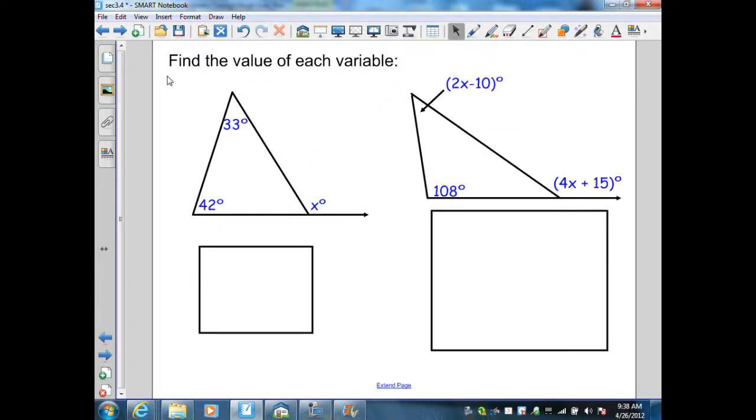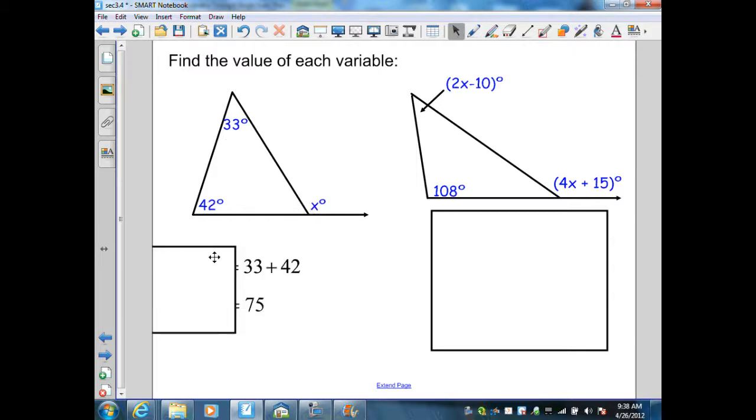Again, they want me to find the value of the variable in the diagrams. Here I'm given an exterior angle. I know the exterior angle is equal to the sum of the remote interior angles. Setting that equation up, I have x equal to 33 plus 42, and x is equal to 75. I also could have used the triangle sum theorem and found the measure of this angle. Then I could use the definition of a linear pair or supplementary angles to find the value of x. Still, I could have got 75 degrees.